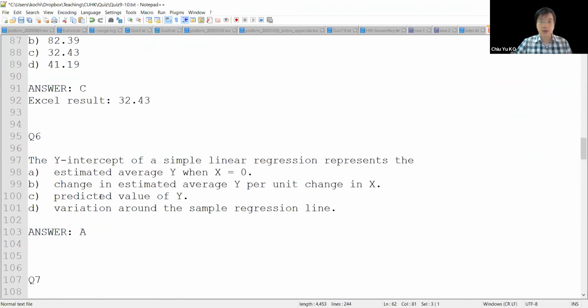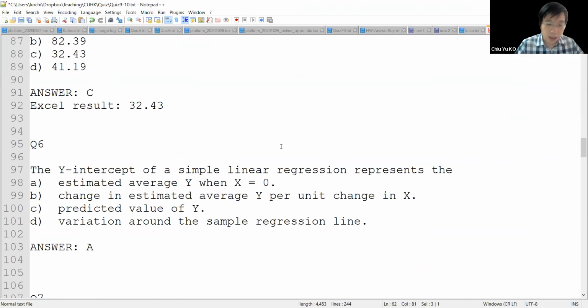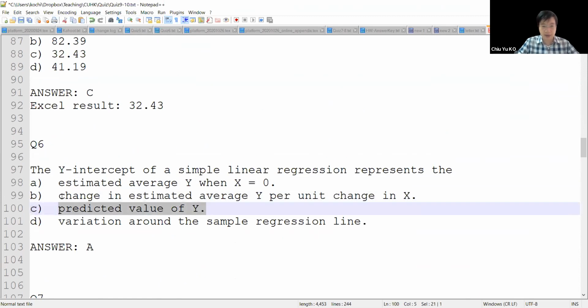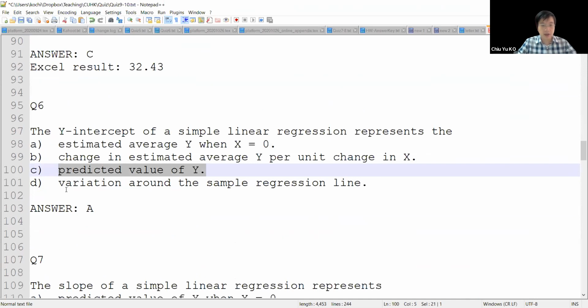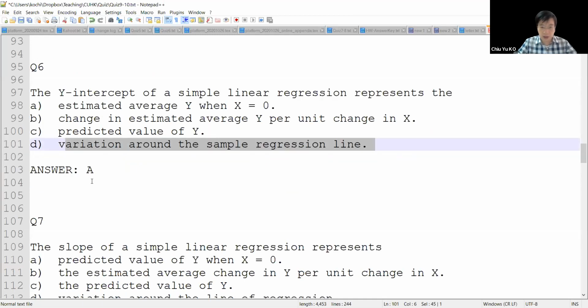The next one is the intercept of the linear regression. We estimate y given x equals 0; that is exactly what the intercept means. And b is how y changes with x, that would be the slope. The predicted value of y is not really the intercept. The variation around the simple regression line is related to the standard error of the regression.